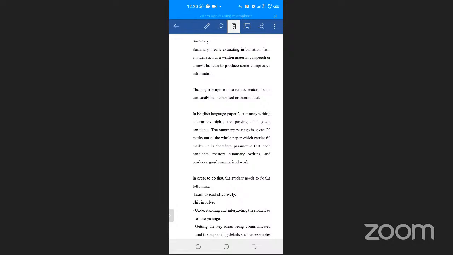Peter, could you read that paragraph in the English language paper too? Pardon? Could you read that paragraph that starts with English language?